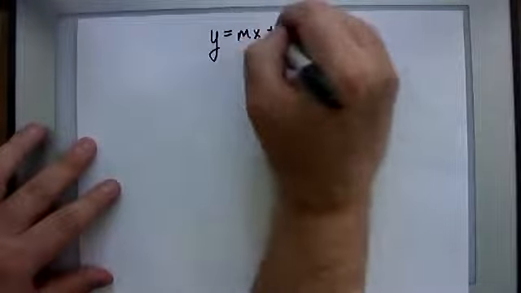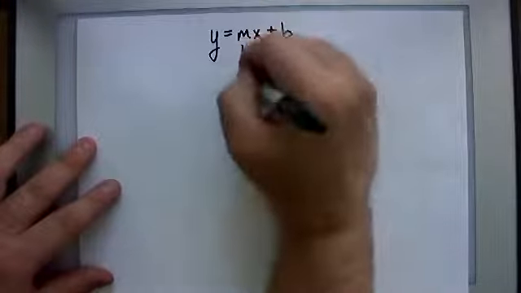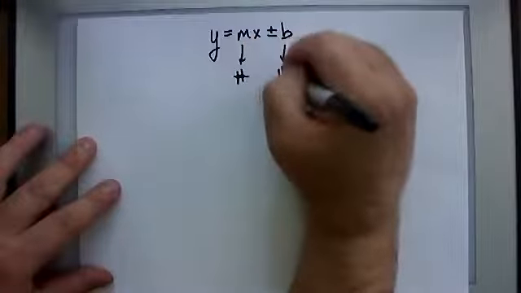Let me go ahead and show you what I mean by y equals mx plus b, clarify that a little bit before we actually do any graphing. So y equals mx plus b, also called slope-intercept form. The m is just a number. The b is just a number.